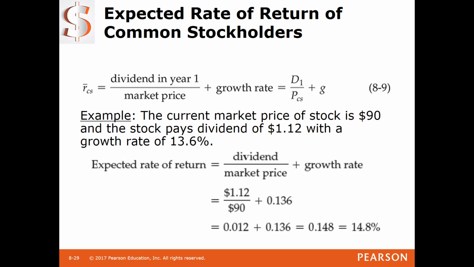So remember, the difference between the preferred stock expected rate and the common stock one is that for common stock, it would be the dividend for year 1, plus there's going to be an added growth rate at the end.